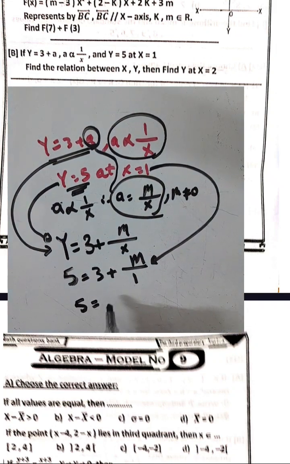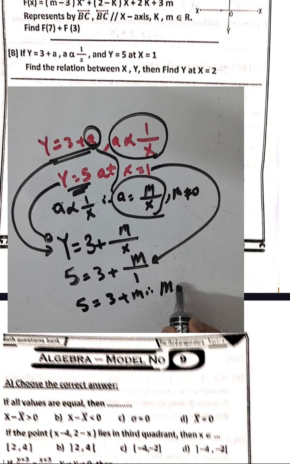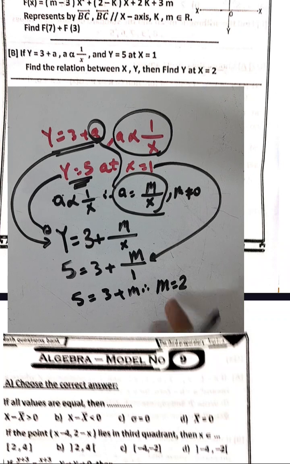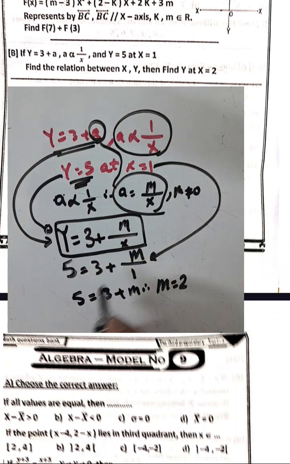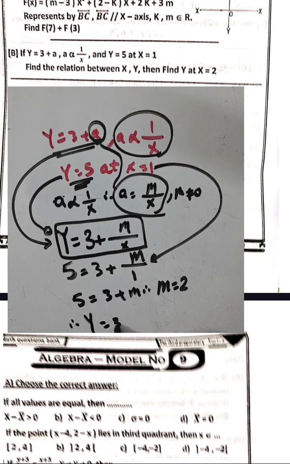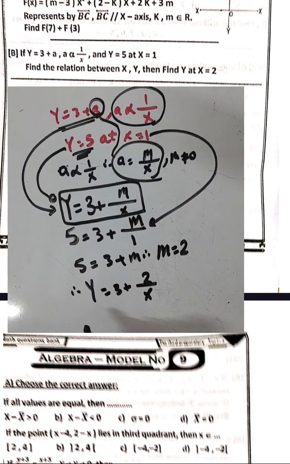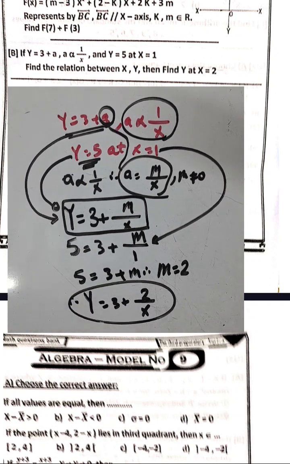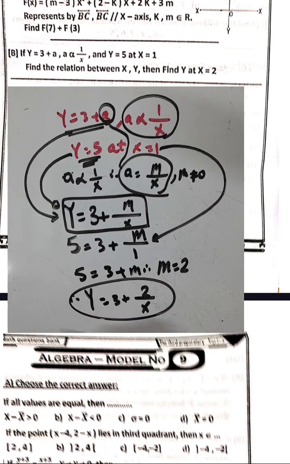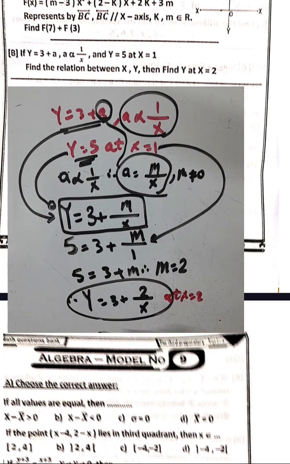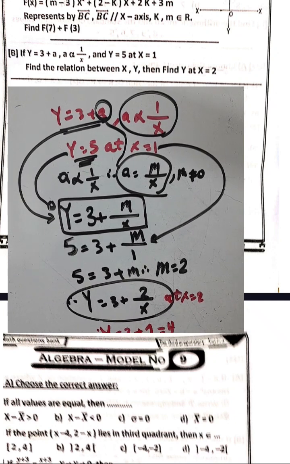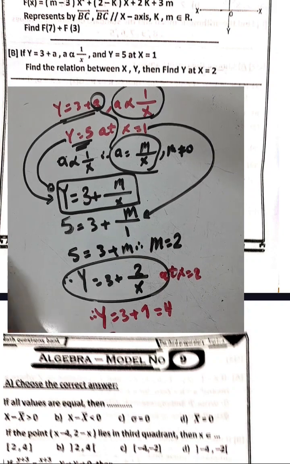Then 5 equal 3 plus m, then m will be equal 2. Then you can write the relation: y equal 3 plus 2 over x. It's the relation between y and x. Then he wants to find the value of y at x equal 2. At x equal 2, y equal 3 plus 2 divided by 2, which is 1. Then the result will be 4. Then the value of y here equals 4. This is the result.